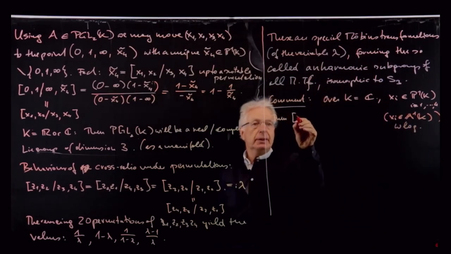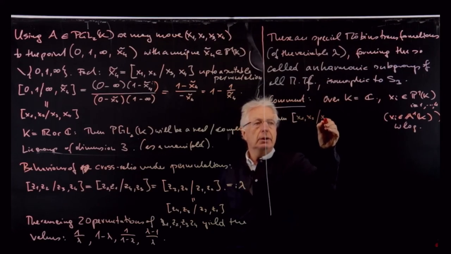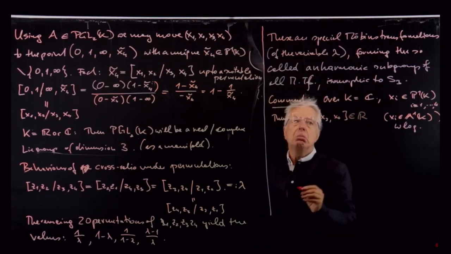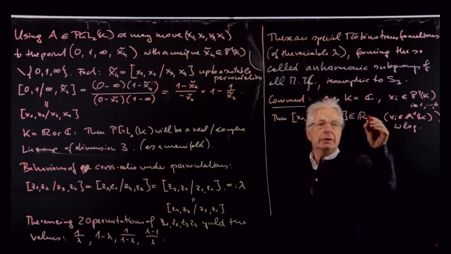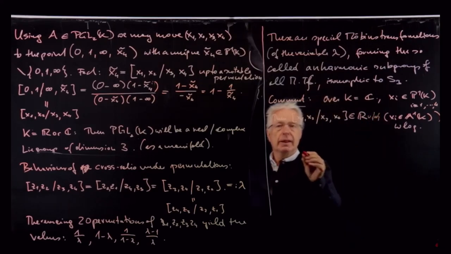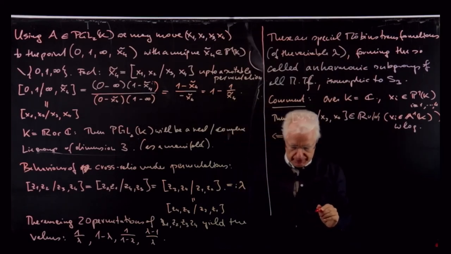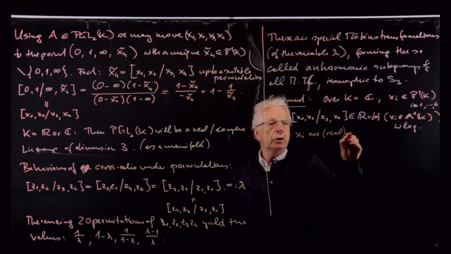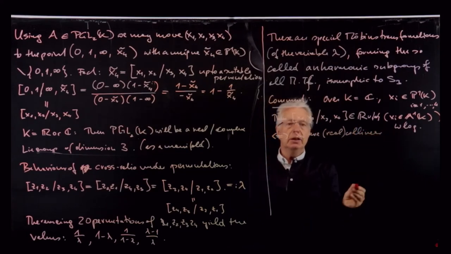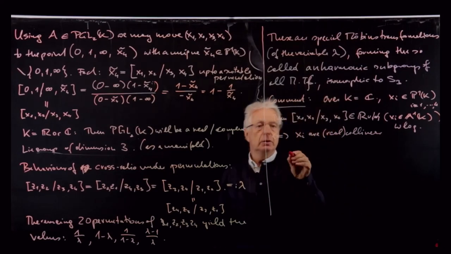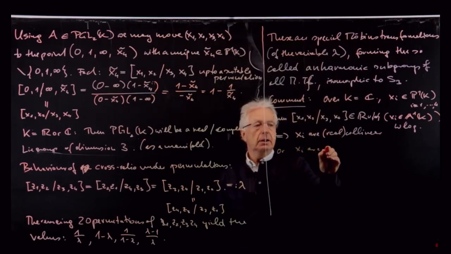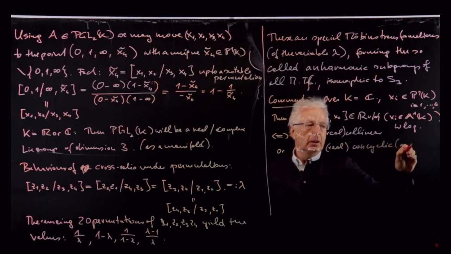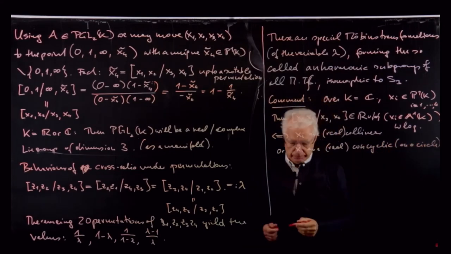And then if we take x1, x2, x3, x4, then we can check whether this is in R, or maybe in R union infinity. And this holds if and only if the x_i's are real collinear, so they lie on a real line, or they lie on a real circle, or the x_i are real cocyclic on a circle. So you see, nice property.